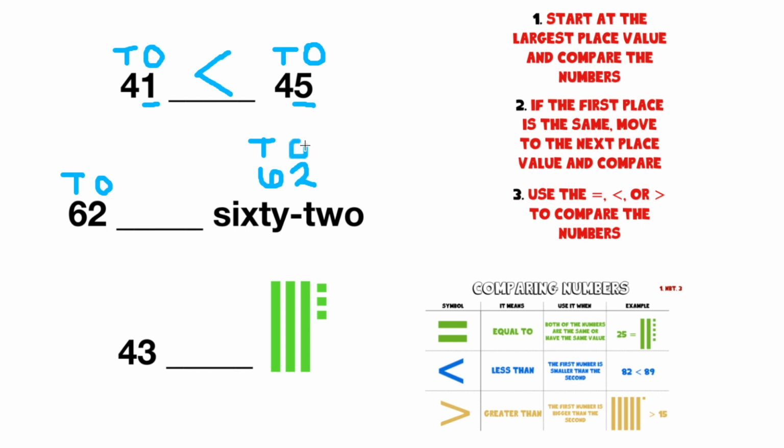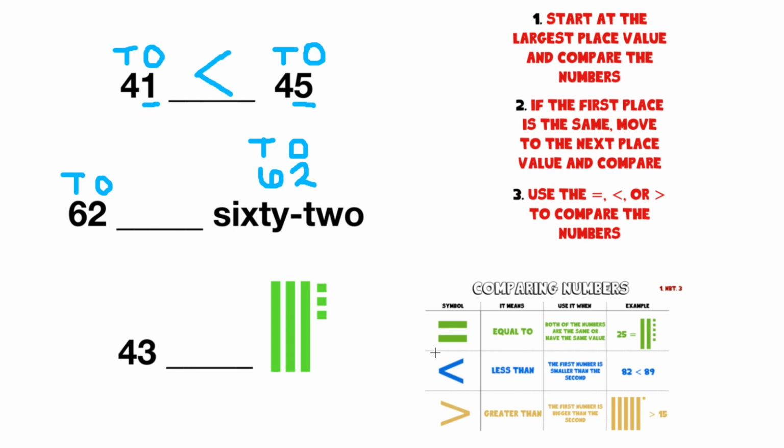And I see that over here, this 62 has six tens. And I see that this 62 has six tens. I remember you telling me that I need to move over to the ones place. So now let's look at the ones because they both had the same amount of tens. I see that this 62 has two ones and this 62 has two ones. Wait a minute. They have the same amount of tens, they have the same amount of ones. There's no other place value that I can move on to. So what sign should I use?